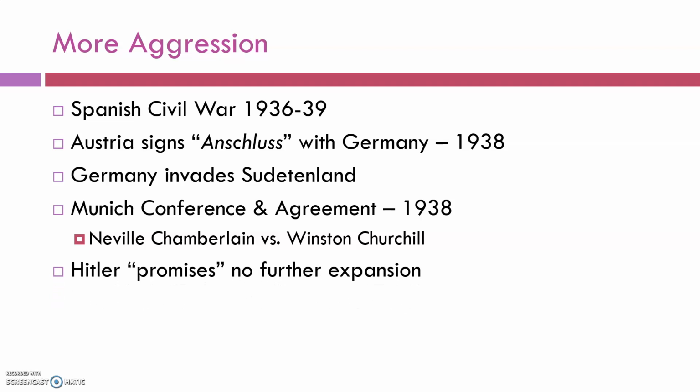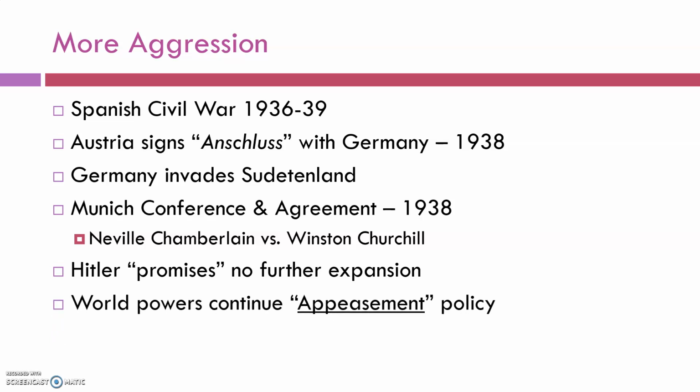Hitler promised, quote unquote, no further expansion. Chamberlain returned to Britain and basically announced that he prevented World War II from happening. But in the end, we will see that this appeasement policy would not actually be successful in preventing a war from breaking out.